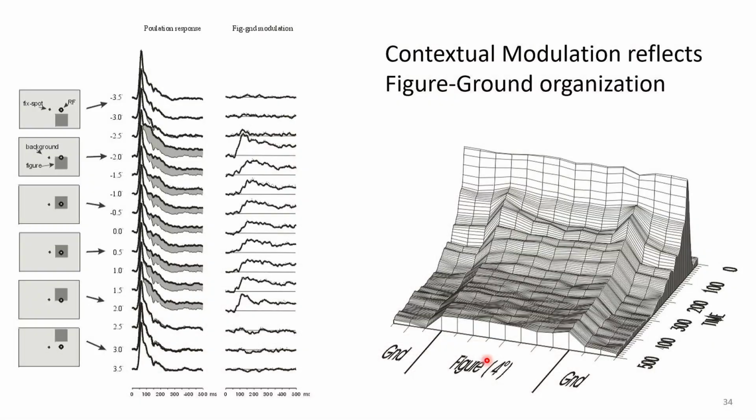This is another example of that same finding. So he did these different receptive fields in different positions relative to the figure, or actually the figure changes position, because of course you record from the same neurons all the time. And then you can see this modulation only being there for the figure region.